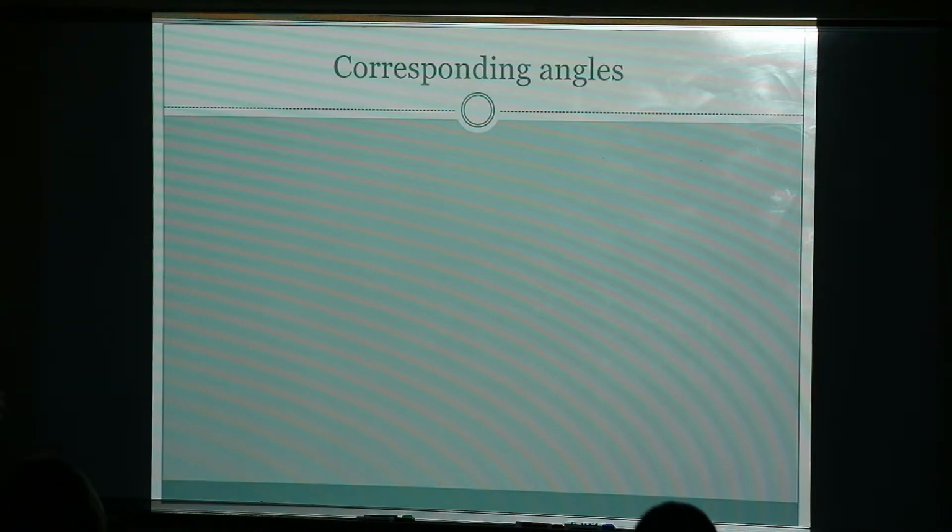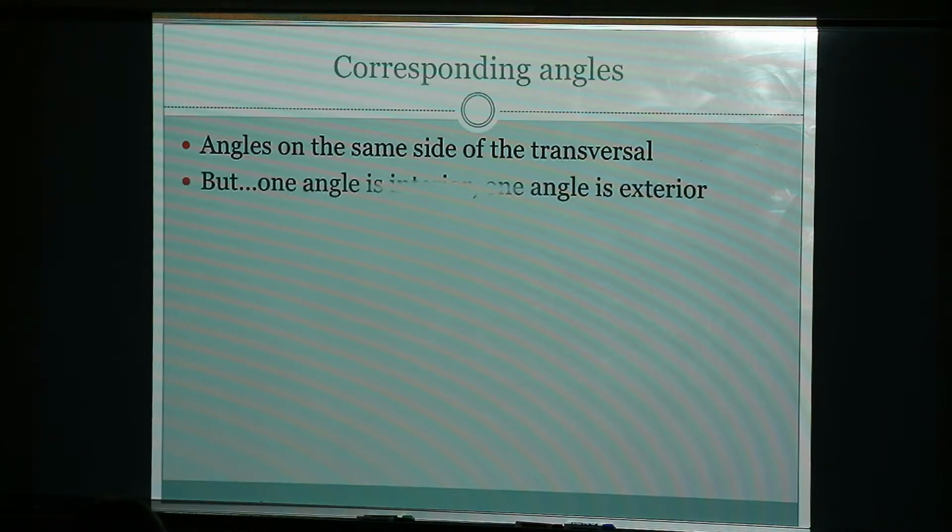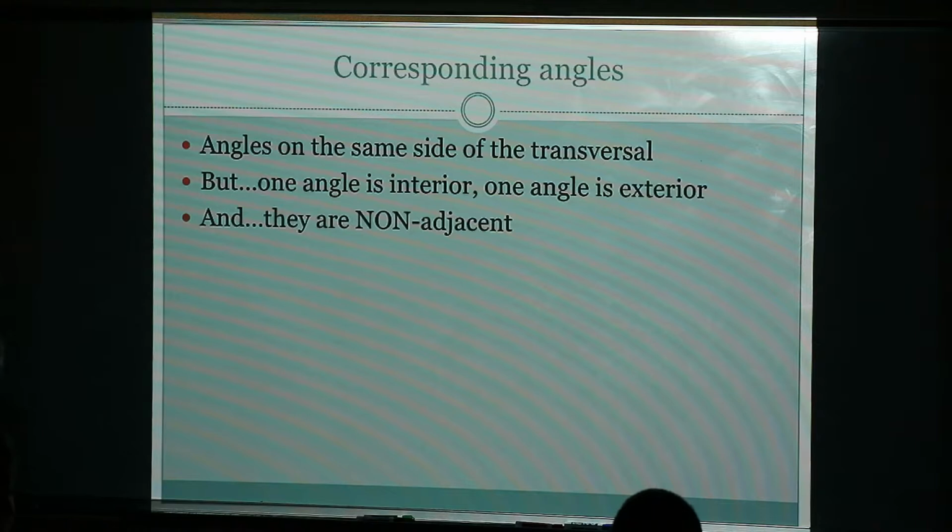Okay, so corresponding, there's a couple different definitions you're going to want here. Number one, for corresponding, the angles have to be on the same side of the transversal. So it's kind of like same side interior, same side exterior. But now here's the weird stipulation to be corresponding. Same side of the transversal, they cannot be adjacent to each other, and one has to be interior, one has to be exterior. Let me go through that again.